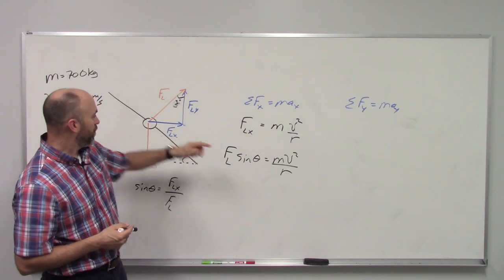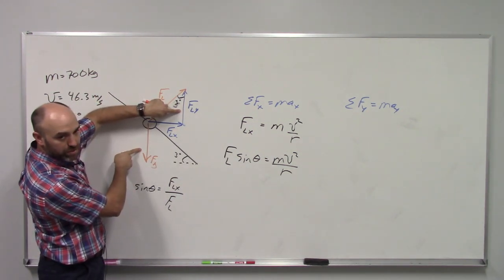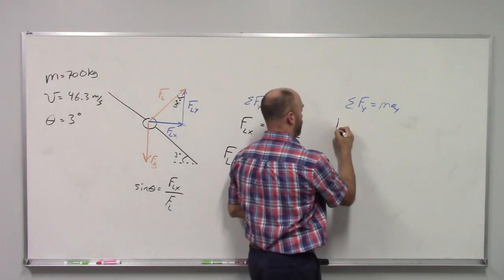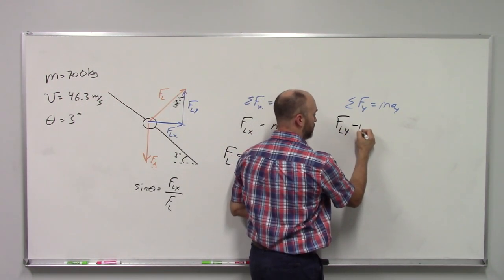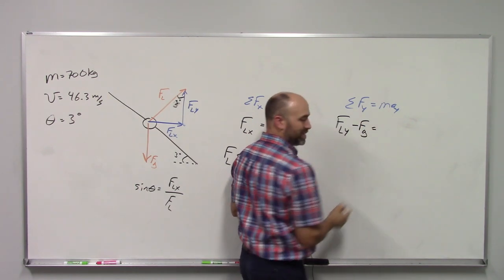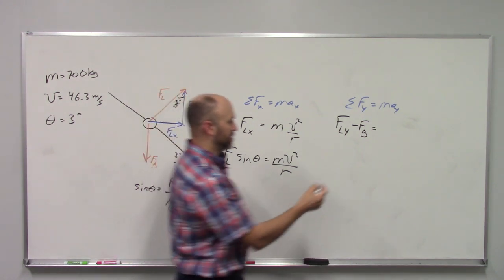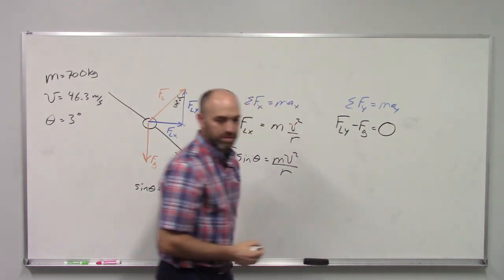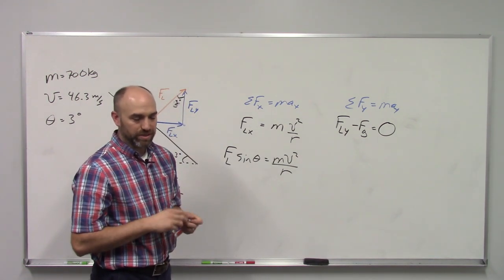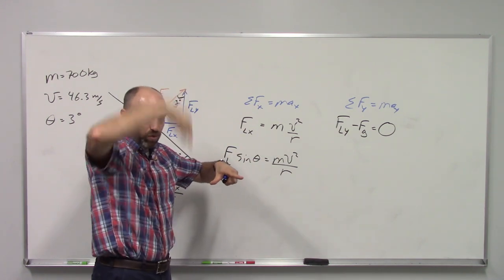So now we go to the Y equation. We have two forces in the Y equation. So we'll have the force of lift in the y direction minus the force of gravity equals, what's the acceleration in the y direction? Zero, right? Yes, why? It's accelerating only towards the center, not up or down. That's right, it's going in a circle, but the circle is flat. So it's not going up or down.